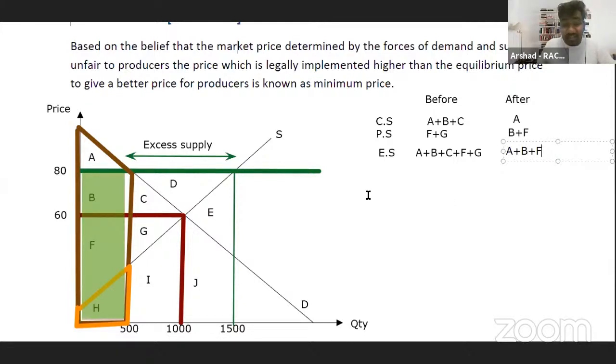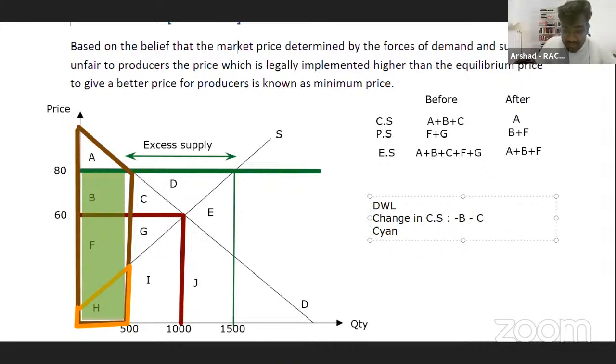Shall we calculate deadweight loss? Tell me this. Change in consumer surplus is how much? What is the change in consumer surplus? Earlier he had A, B, and C. Now he has only A. So what is happening? He is losing B and C. Minus B and minus C.